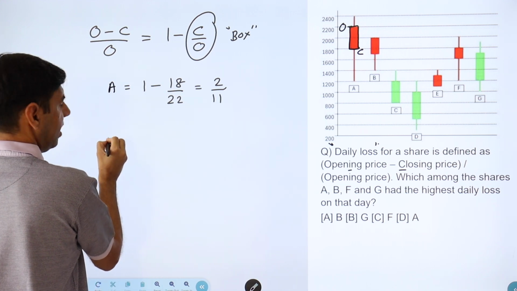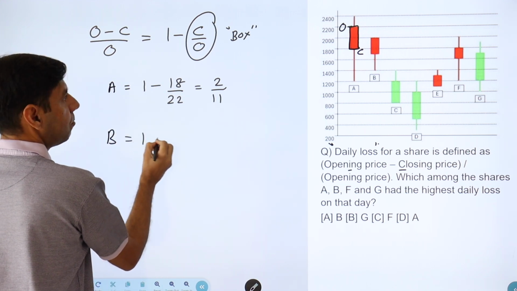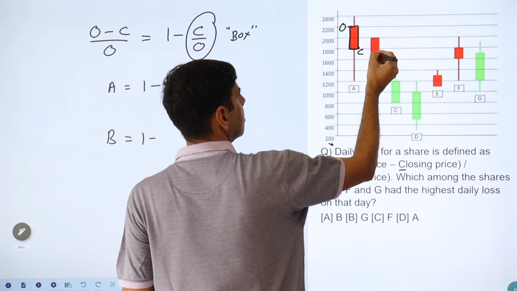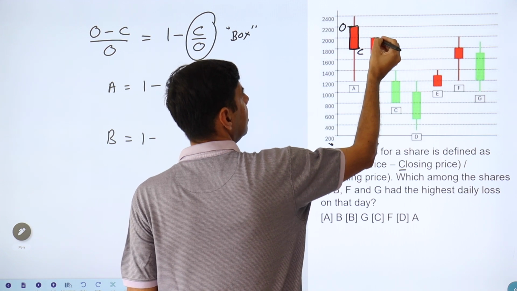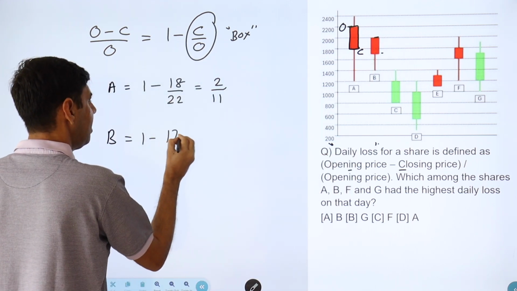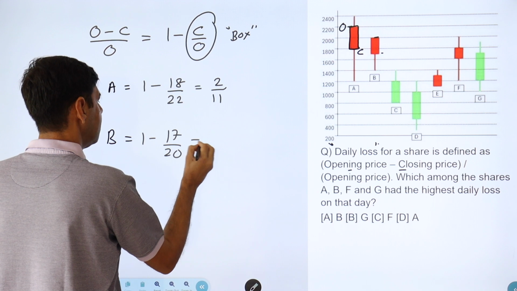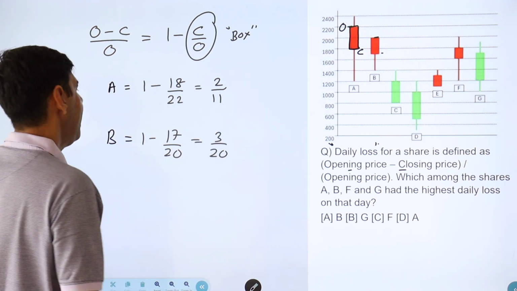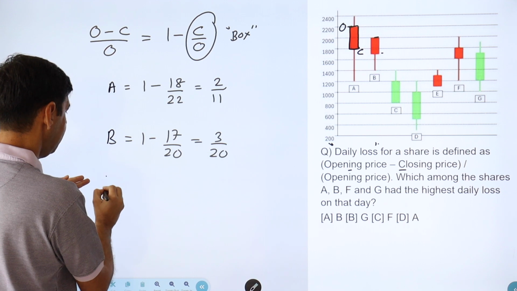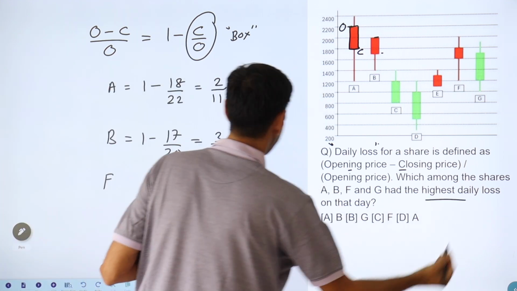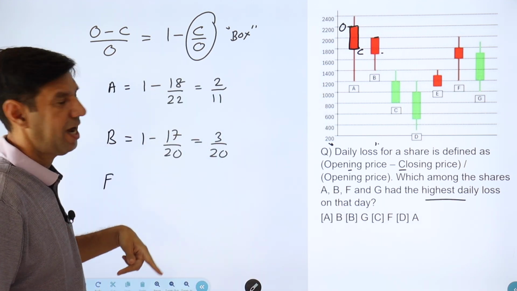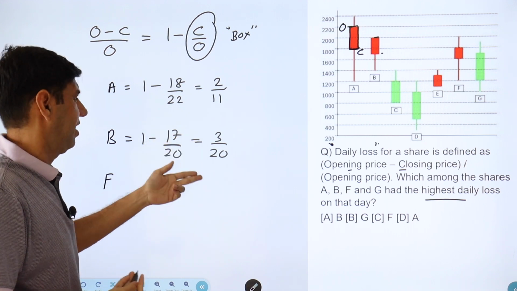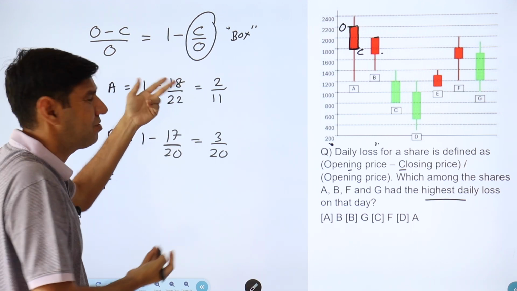Okay, then we have another company B. So for B, it's the same way. This is 17, this is 20. So 17 by 20, which is going to be 3 by 20. Okay, and then which of these is the highest? We'll check it out later. Between these two, if you want to find which is highest, you can try it now because this is an easy number. This is also an easy number.